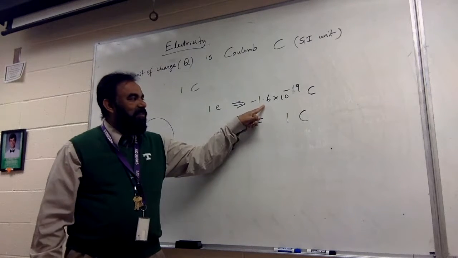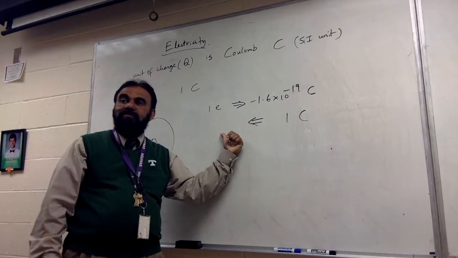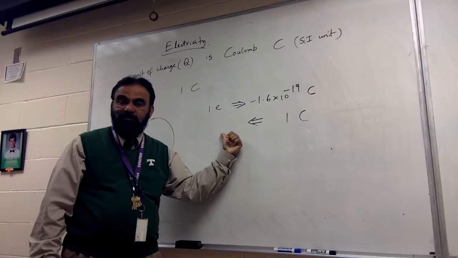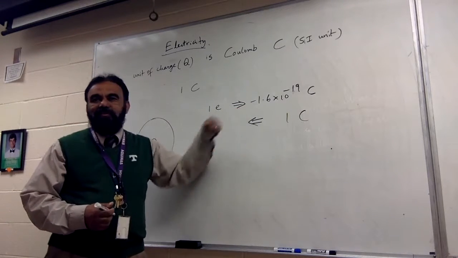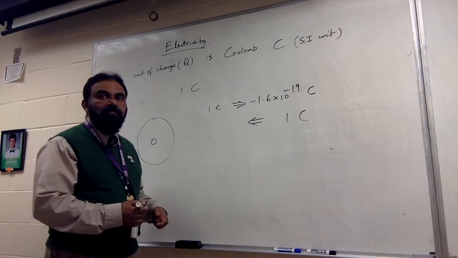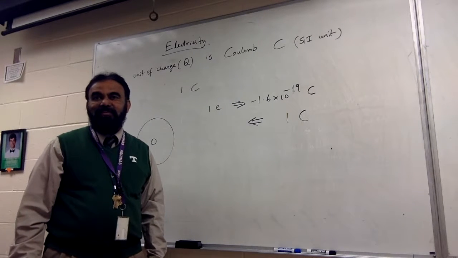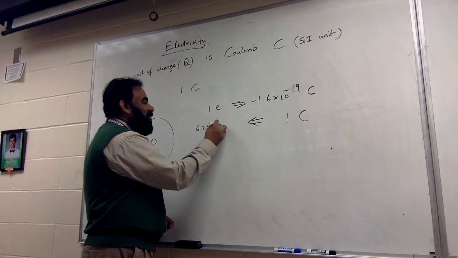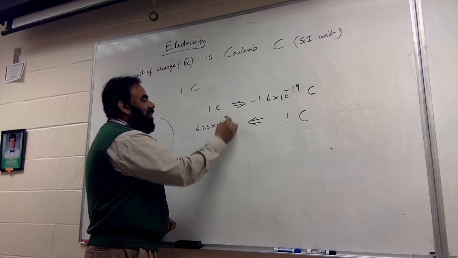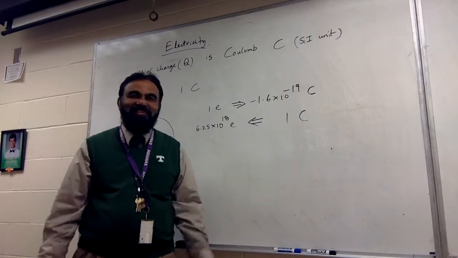One electron is 1.6 × 10^-19 coulombs. So 1 coulomb is how many electrons? You don't have to worry about the negative sign here. It's 6.25 × 10^18 electrons. You can't just flip the sign here.